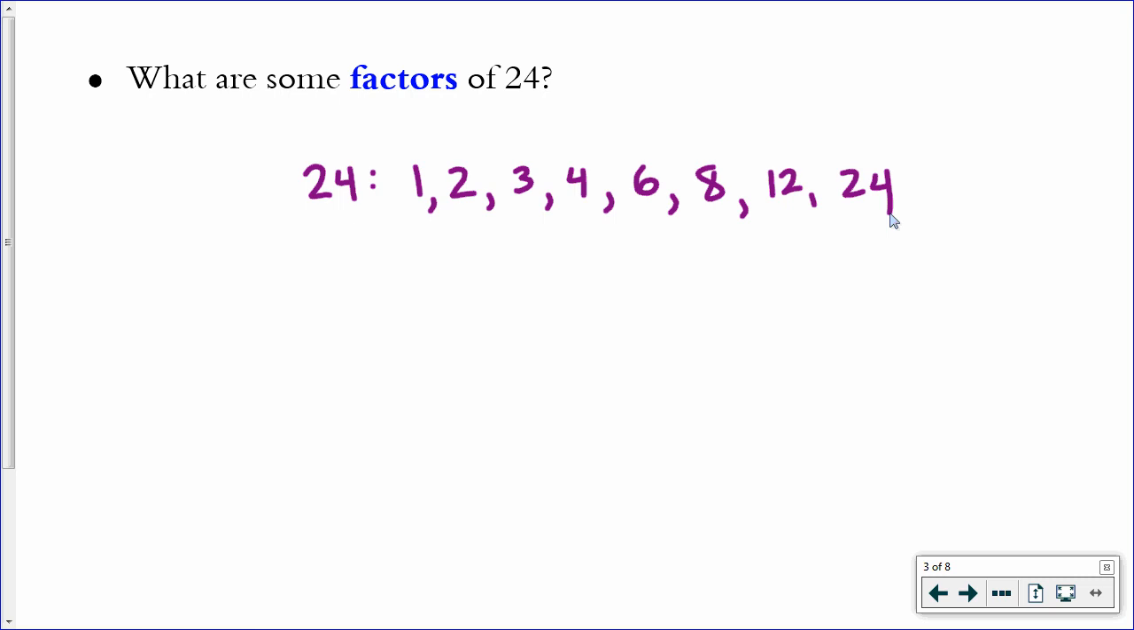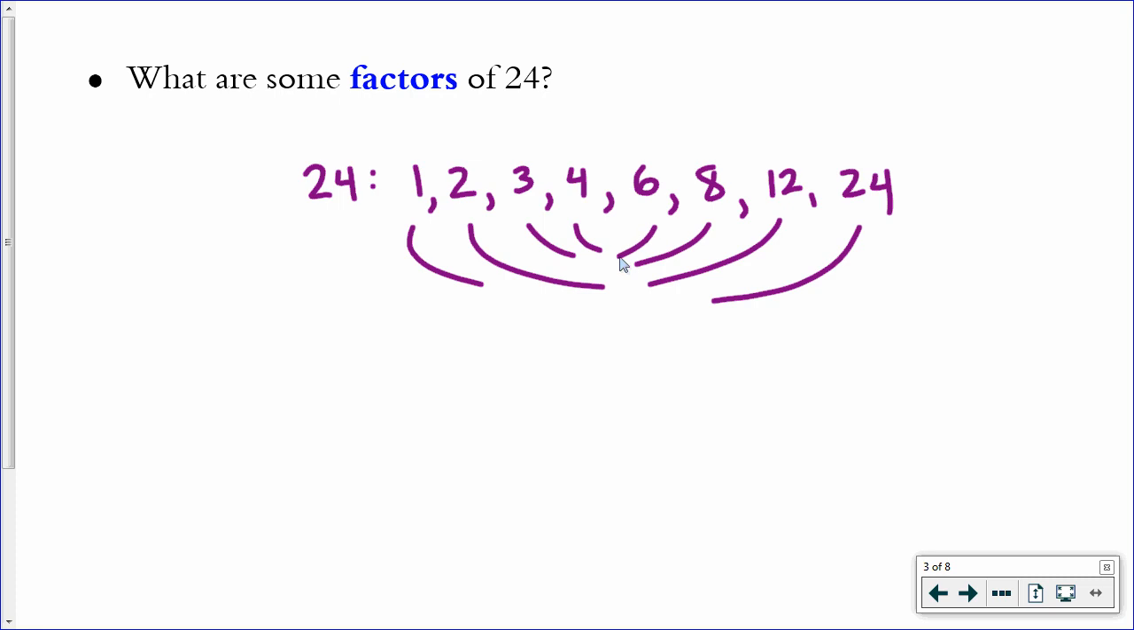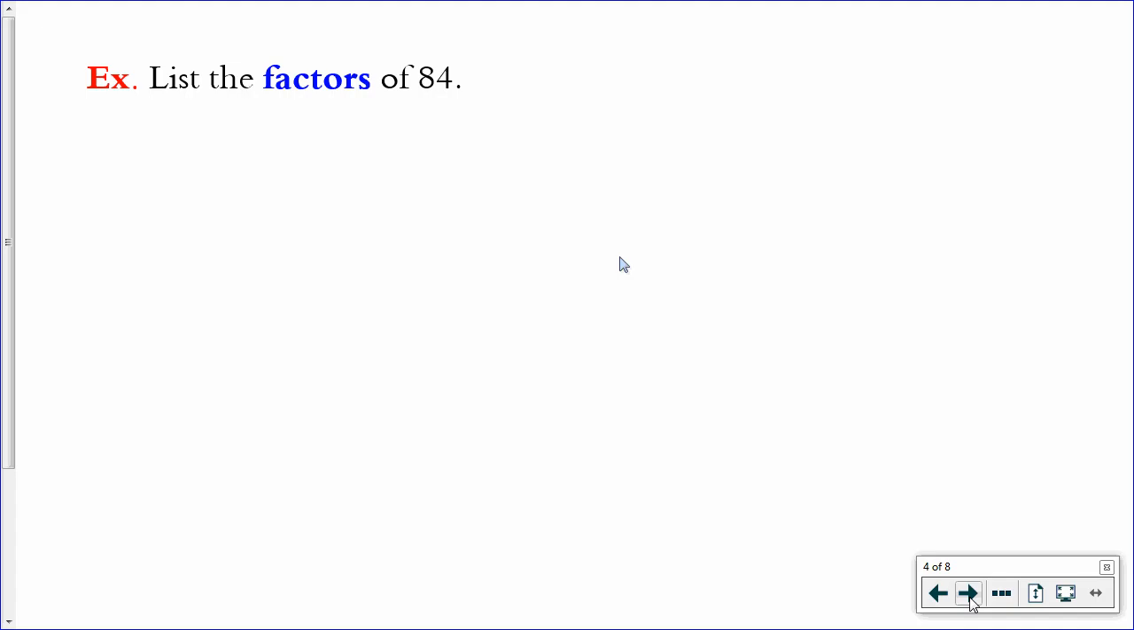And it can be helpful to think about these in pairs, right? 1 times 24 creates 24. 2 times 12, 3 times 8, 4 times 6. Factors are always going to travel in pairs to create a number. That pair method might be helpful if you have to list the factors of a larger number, like 84.